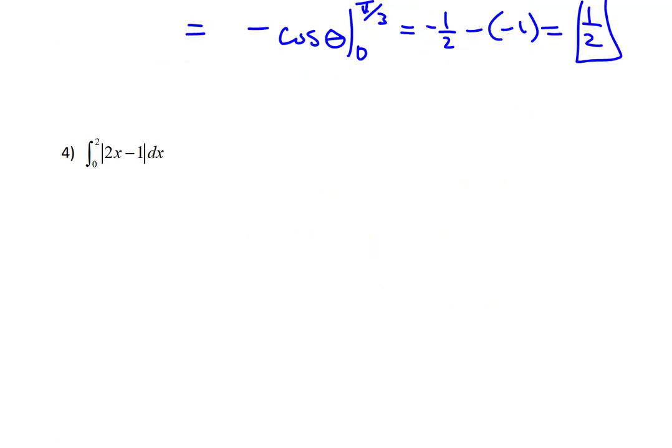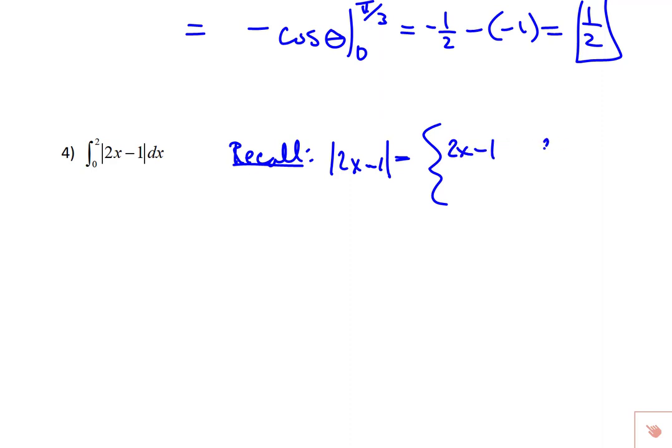Let's try a fourth example. This one is the definite integral from 0 to 2 of the absolute value of 2x minus 1 dx. Now, let's recall, we have to be careful with an absolute value function like this. Let's recall that the absolute value of 2x minus 1 could be defined as a piecewise, where the first piece is just 2x minus 1, but that's if 2x minus 1 is greater than or equal to 0. The second piece would be the opposite of that, so negative 2x plus 1, and that is if 2x minus 1 is less than 0.